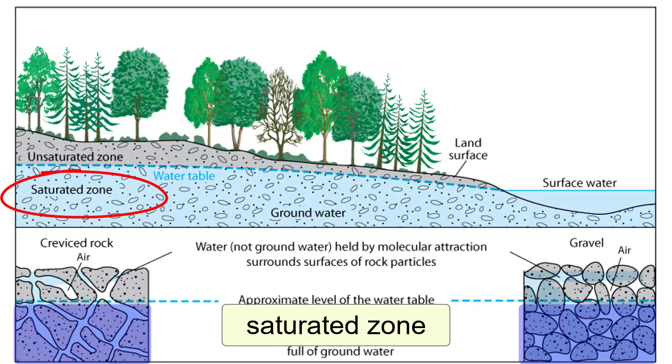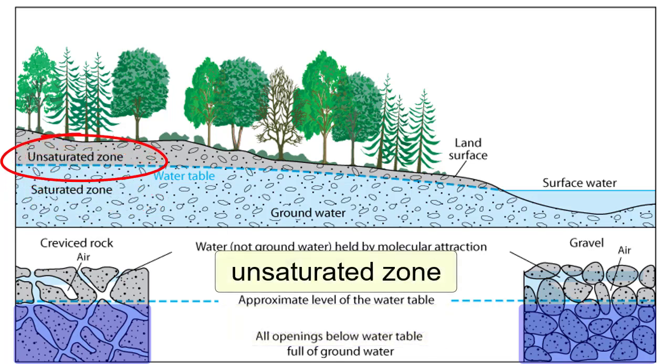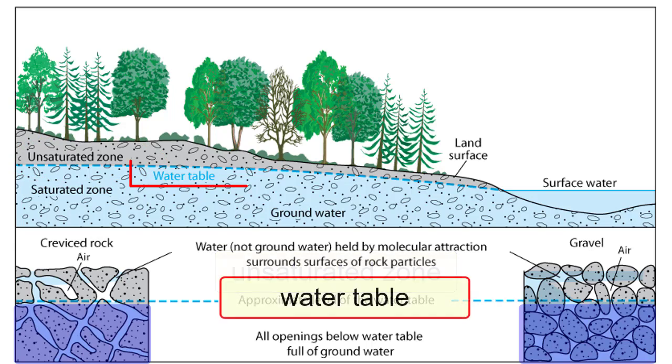We call the saturated portion of the rock in an aquifer, the part that's filled with water, the saturated zone. The portion of the aquifer that sits above this zone might be a little bit wet, but does not have its pore spaces filled with water. Most likely, they're filled with air. We call that region the unsaturated zone. The boundary between these two zones is known as the water table.